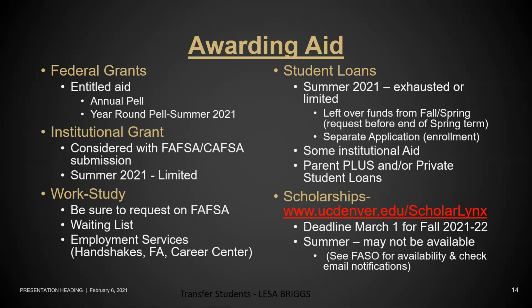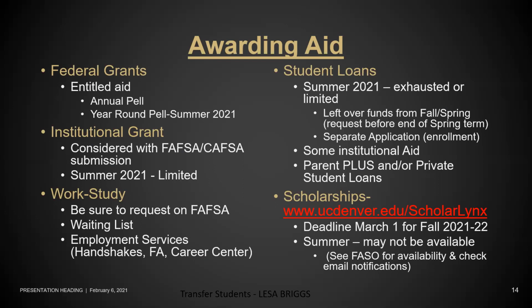Now, if you've used all your Pell Grant awarding that was allocated for the fall and the spring, then there won't be any of that left over for the summer. But fortunately, there's something called the year-round Pell that the Department of Education implemented a few years ago to encourage students to take classes in the summer to complete their degree early. So there could be an additional half of your Pell Grant award that you can get for the summer term as well.